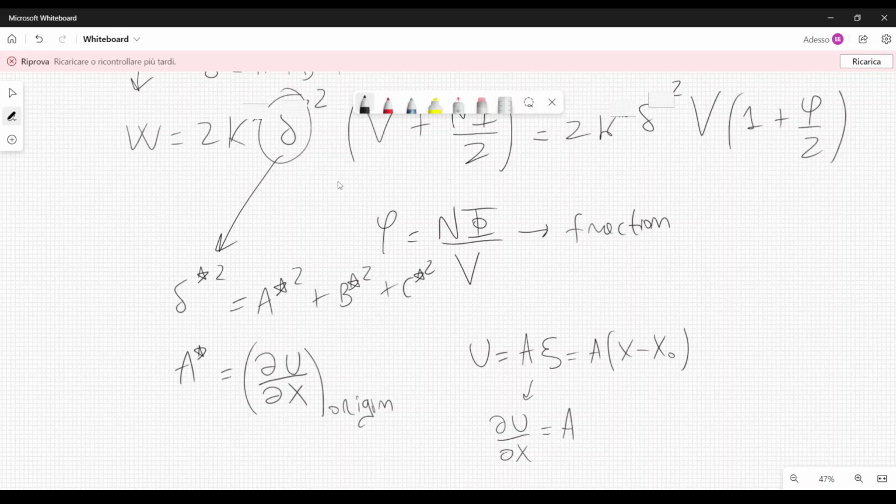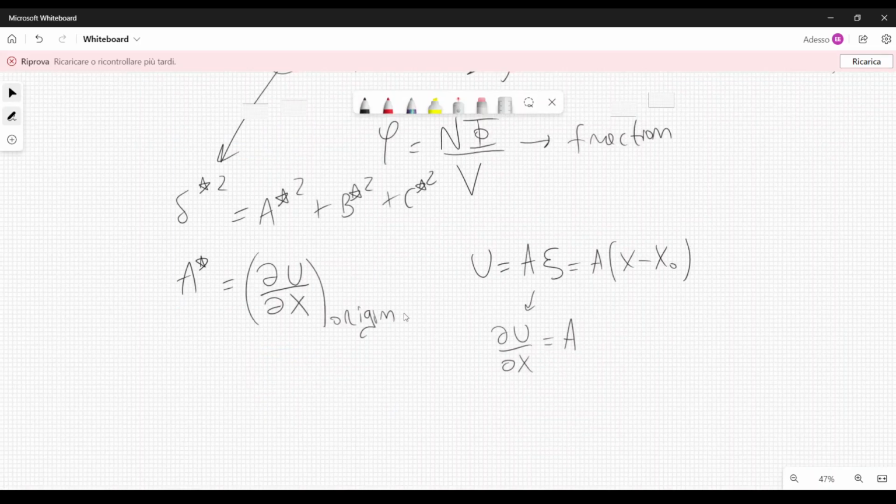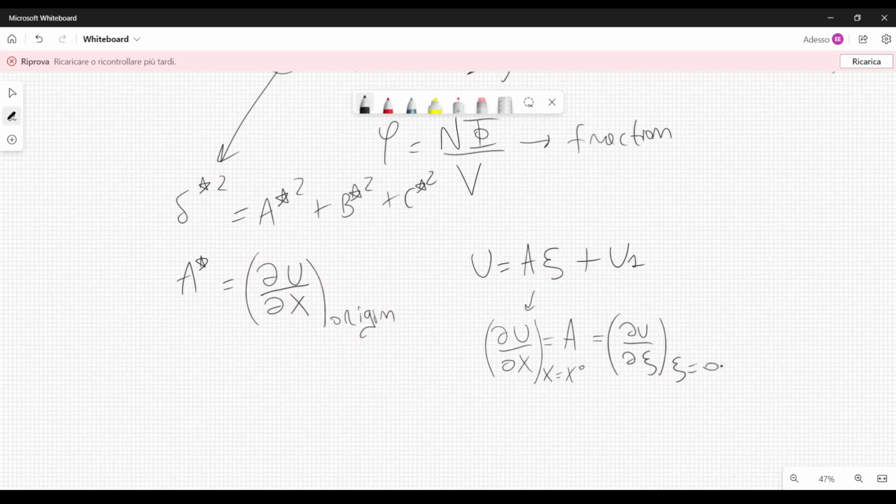But with the presence of the spheres, we have something different here. So the calculation is different. We have to calculate this derivative at the origin. With the presence of the sphere, instead of having xi, we have another part that we called u1, and we also found this expression. But if you calculate the derivative of u with respect to x, with only one sphere, you calculate this at x equal to x0 in this case. Or if you want, du over dxi at xi equal to 0.